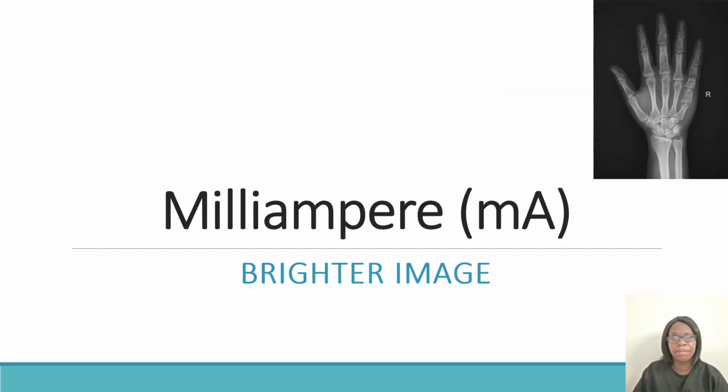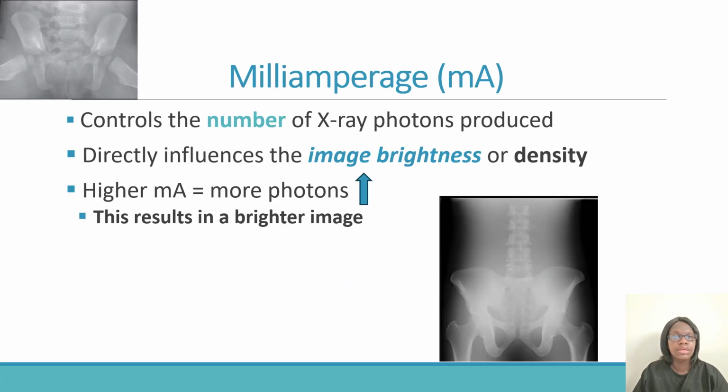Now we're going to talk about milliampere, or mA. This will give you a brighter image. For your mA, this controls the number of X-ray photons that are produced. It directly influences the image brightness or density. So whenever you think of mA, just try to correlate it to image brightness or density. Higher mA gives you more photons, which results in a brighter image.